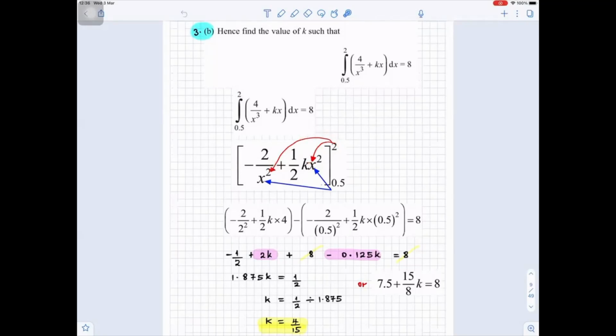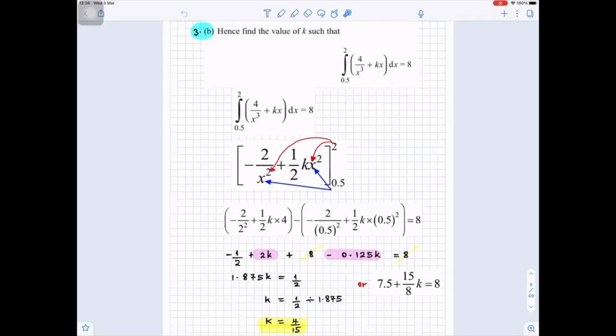And after that, we substitute 0.5. 0.5 goes for x and 0.5 goes for x, and we subtract them. So when we put 2 first, it becomes minus 2 over 2 squared plus half k times 4, minus, and then in bracket, minus 2 over 0.5 squared plus half k times 0.5 squared. And that should all be equal to 8. So we simplify the first bracket. We'll get minus a half plus 2k. Minus and minus there becomes a plus.